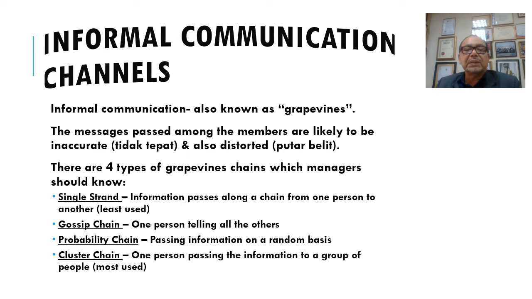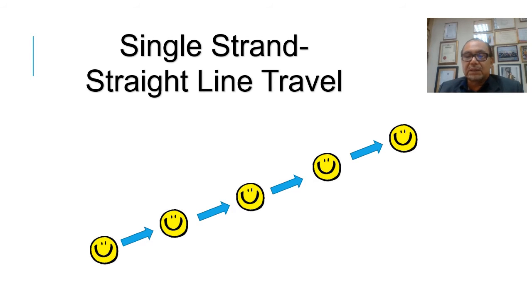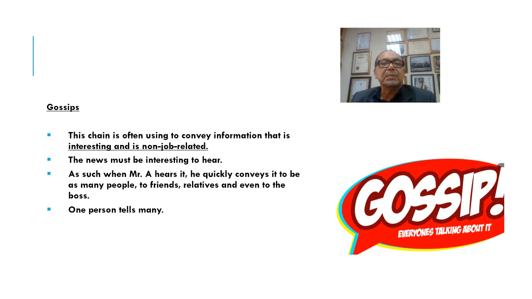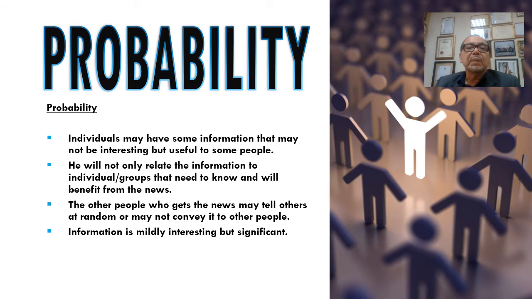Cluster chain: one person passing information to a group of people. This one happens in a meeting or in a seminar, where they can even pass on grapevine information. They may say, okay, I'm not sure, but still he passed the message. So it's still grapevine, but a cluster chain. Single strand, I already explained to you. Gossip, I already explained too. You can read how we distribute, like in the chart.